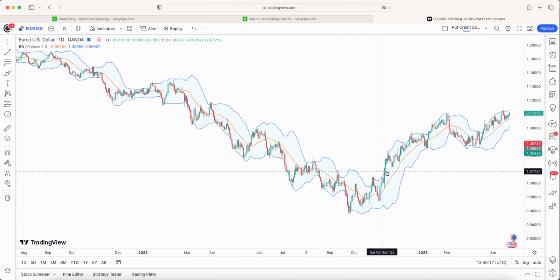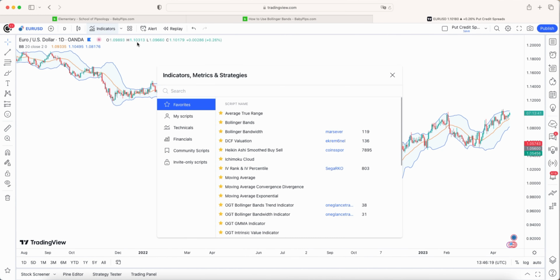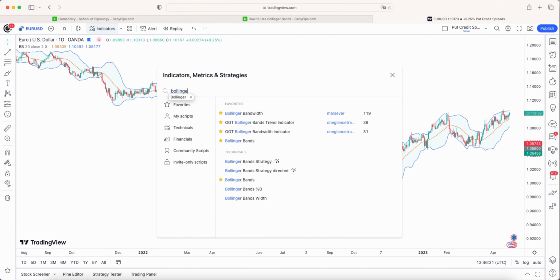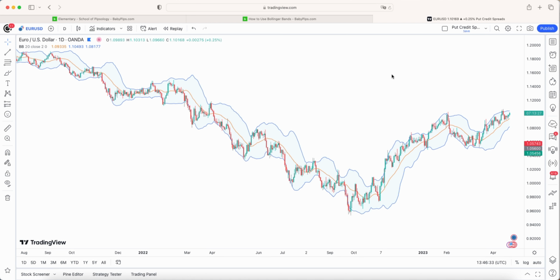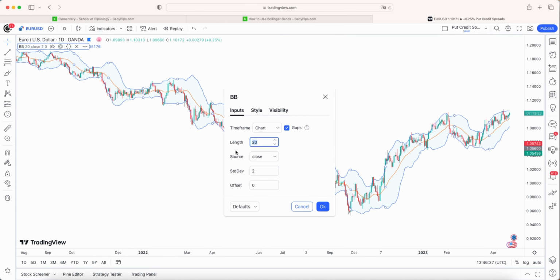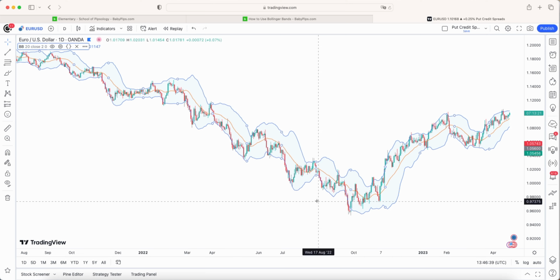But just by placing the Bollinger Bands, if you just go to indicators and type in Bollinger, you'll see here that there are a number of Bollinger Band strategies. And I have my own indicators and things like that to give you more information. But the standard Bollinger Band comes standard as part of TradingView. And if we go into the settings, you can see it's at a 20 period and a 2 standard deviation. So the orange line is your 20 period simple moving average, and you've got a 2 standard deviation upper band and a 2 standard deviation lower band.